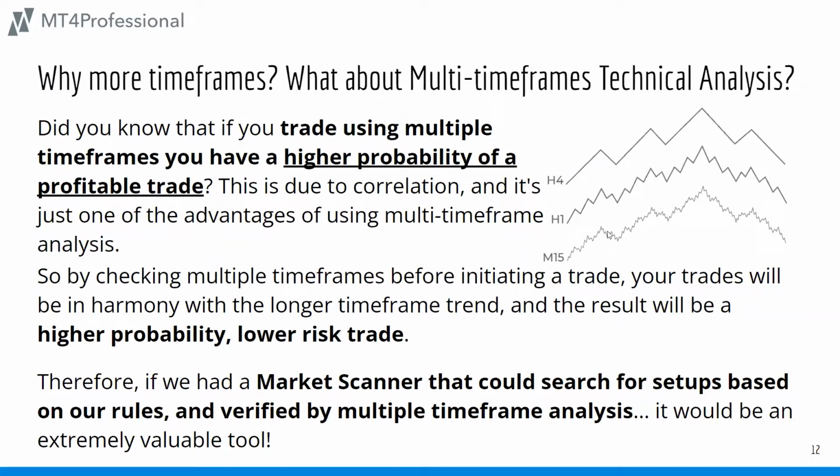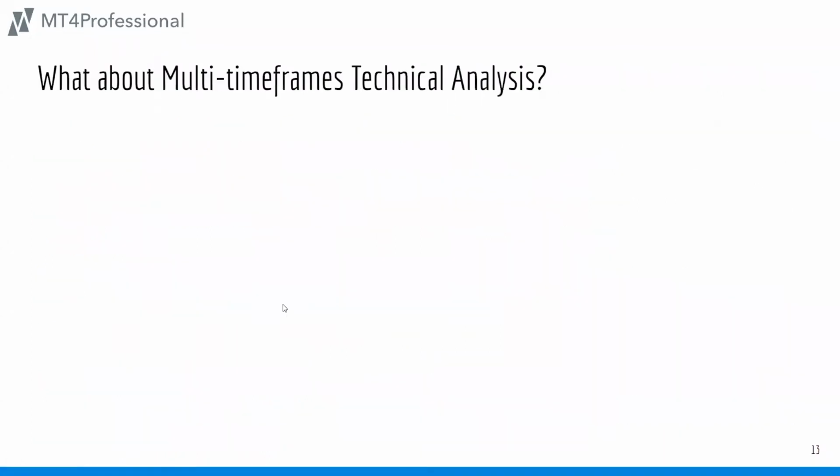And then when the corrections start to go in harmony, those you're free to take, because the distance you'll travel in price is going to be much better if it's in the direction of the longer term trend. So by checking them, your trades will be in harmony and will result in higher probability and lower risk trades. So if we had a market scanner that could search for these types of setups based on our own rules and verified by multiple time frame analysis, it would be an extremely valuable tool.